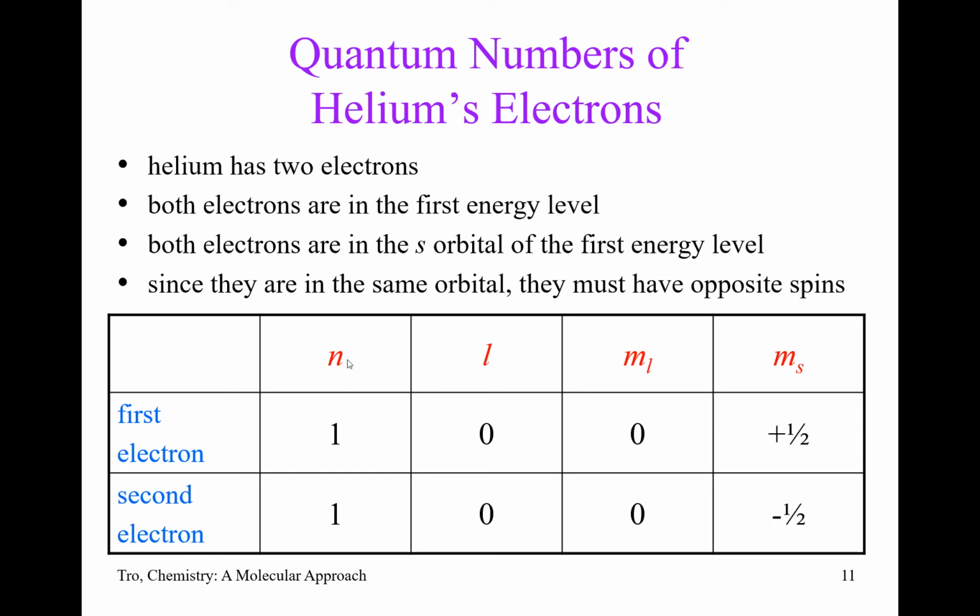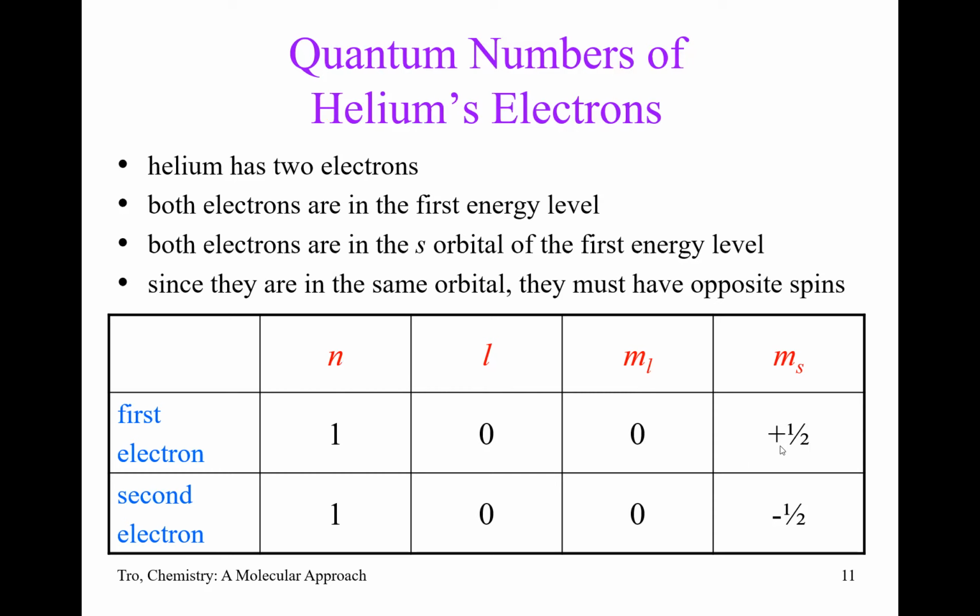The L number is N minus 1, so that's 0. The M sub L can't have a positive and negative number because it's 0, so the M sub L can only be 0. And then here's where all 4 quantum numbers can't be the same.